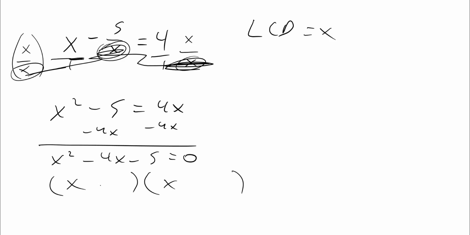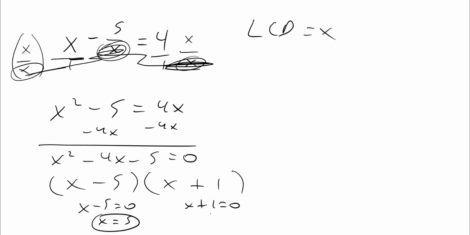So x, and this is going to be minus 5 and plus 1. Okay, so x minus 5 equals 0, x plus 1 equals 0. If I add 5 to both sides, you get x equals 5. And if I subtract 1 from both sides, you get x equals negative 1. There we go, 2 answers for that problem. Okay, that was a little tricky, but not too bad.